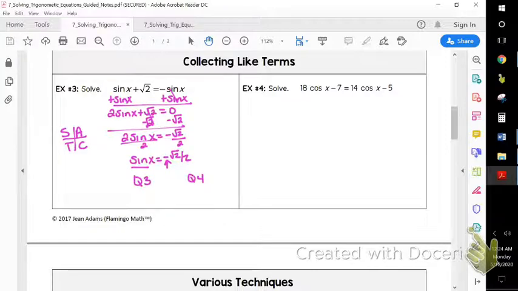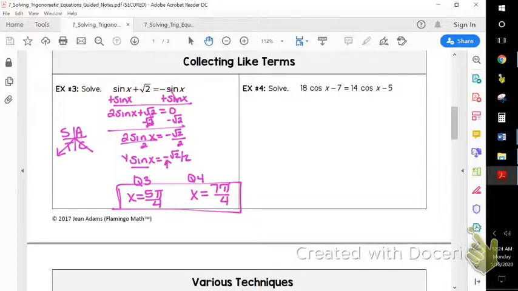Sine is your y value, so you want to know what angle in quadrant 3 and quadrant 4 has a y value that's the negative square root of 2 over 2. And so when you look in quadrant 3 here, you're going to see that it is at 5 pi over 4. And in quadrant 4 over here, you'll see that the y value is negative square root of 2 over 2 at 7 pi over 4. And so there's our two solutions between 0 and 2 pi.